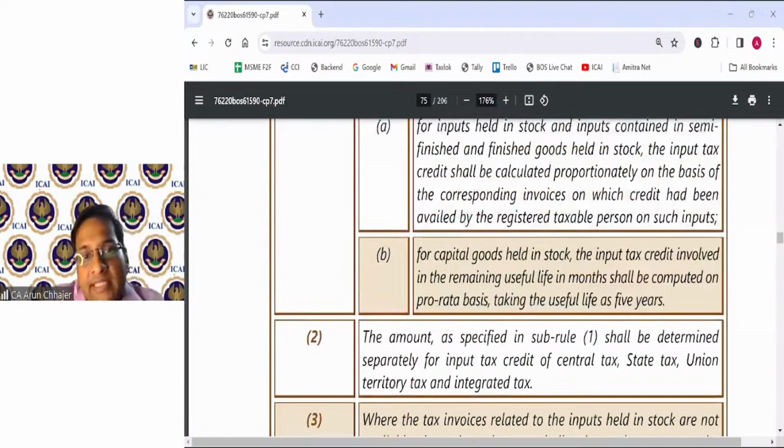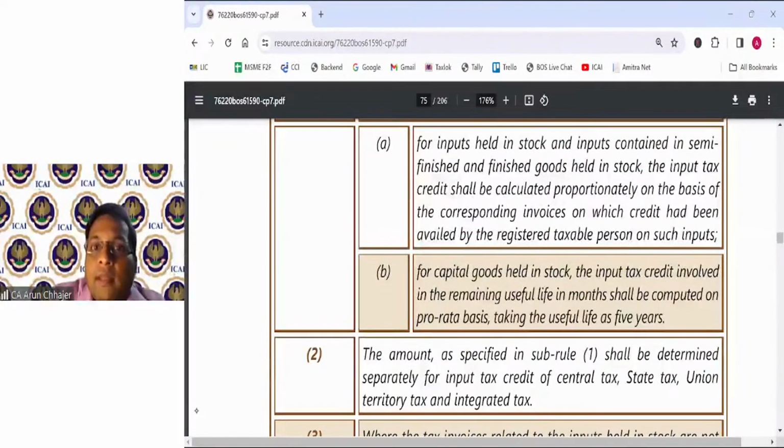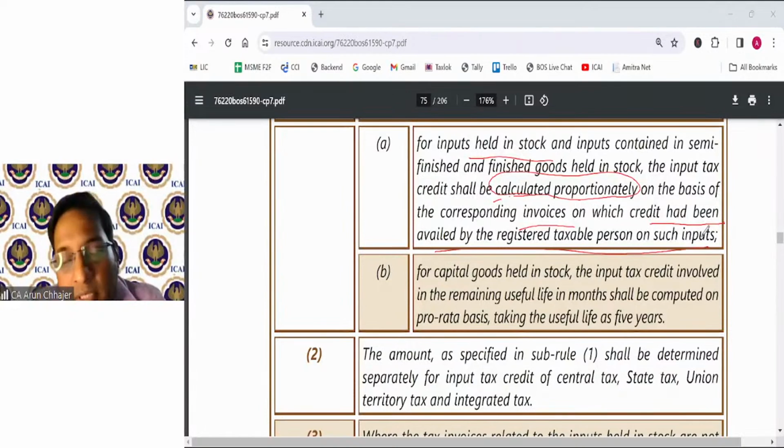So, what is that manner? It says that for input held in stock, semi-finished and finished goods, ITC shall be calculated proportionately on the basis of corresponding invoices on which credit had been availed by the registered taxable person on such input. Because I have to calculate invoice-wise. So the ITC which I have claimed on the invoice, I have to reverse that. For capital goods, it shall be computed on a pro rata basis, taking the useful life as 5 years.